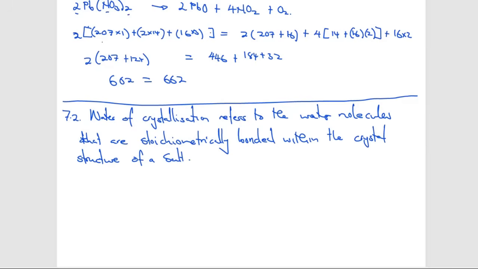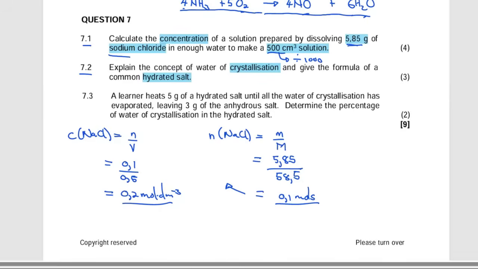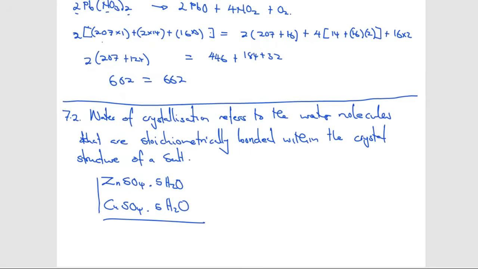So here we can have zinc sulfate as an example. Zinc sulfate, then I'm going to say dot, maybe 5H2O, right? We can also make use of copper sulfate as an example, dot 5H2O, right? So this is water that is stoichiometrically bound. They're saying a common hydrated salt, so that's what we have there. You can choose either of these two as your common salt that has water of crystallization.